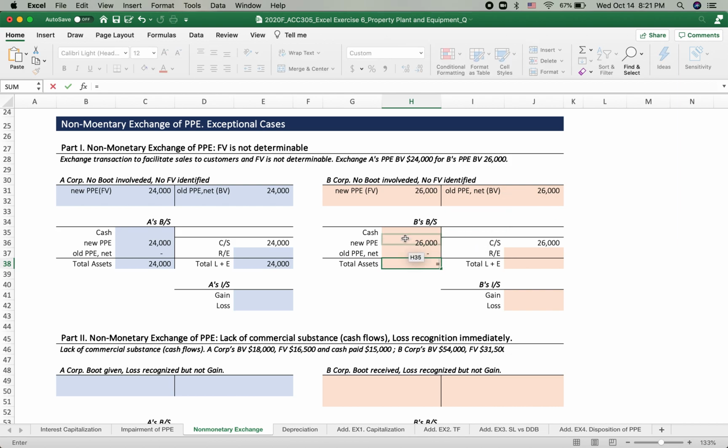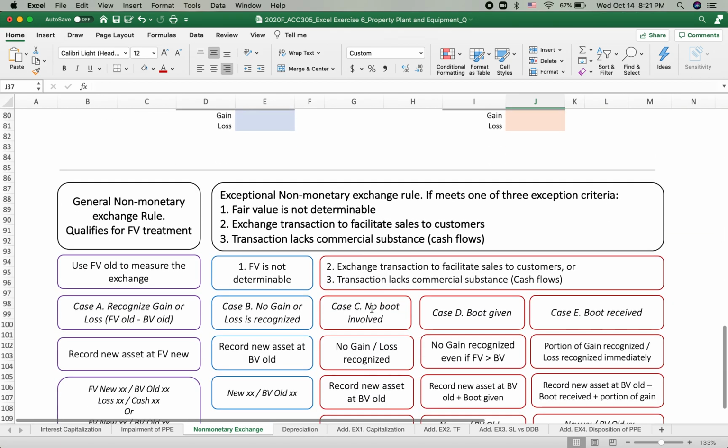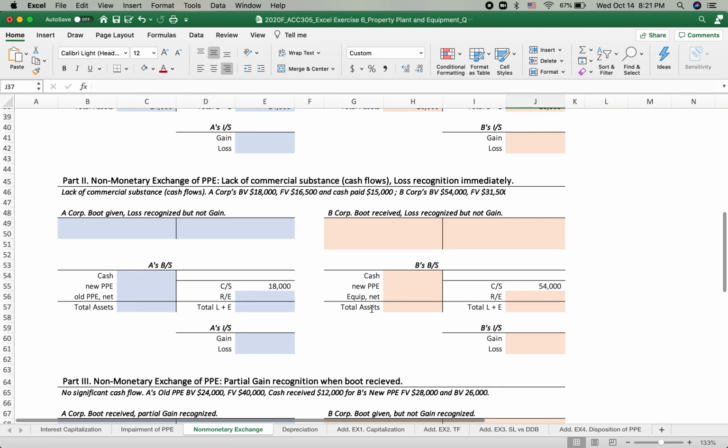Then 26. Also, we don't have any gain or loss transaction, so we don't have any retained earning. That is the case B and C. Fair value is not determinable, or no boot involved in this case. Now, part 2, non-monetary exchange of PP&E.